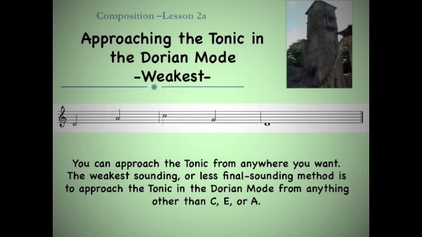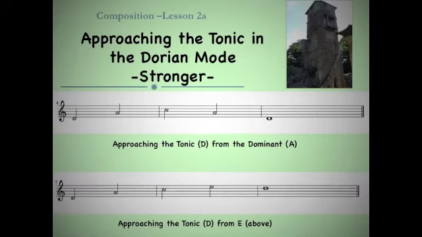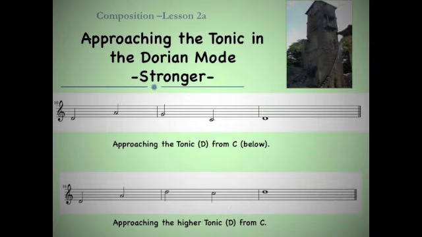Take a look, though, at a stronger move. Look at the next example. Here we have the same first 3 notes. And then we have a dominant, an A, going to the D. That's acceptable. That's a stronger move. The next 2 examples show us approaching the D from a note above, E, or a note below, C. Both of these are examples of a stronger musical move, a stronger cadence. The next 2 examples show again a strong move, going from C to a D.